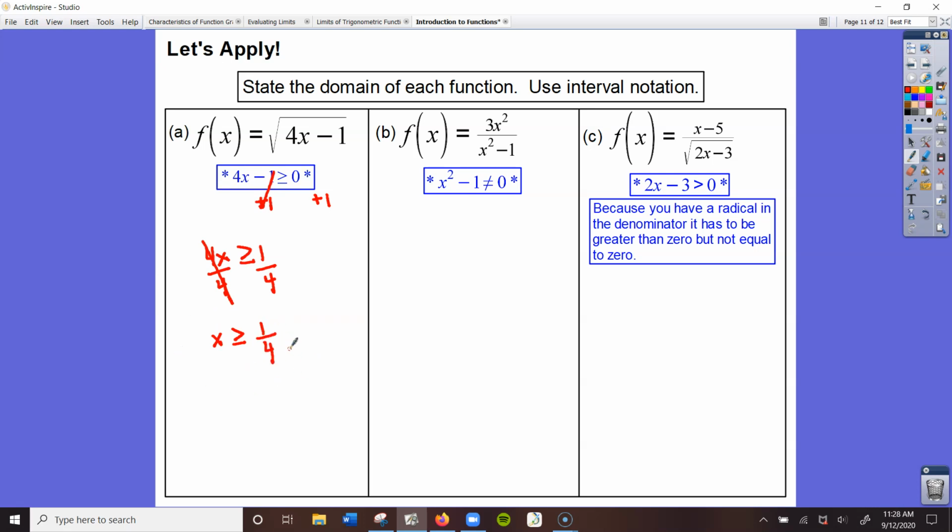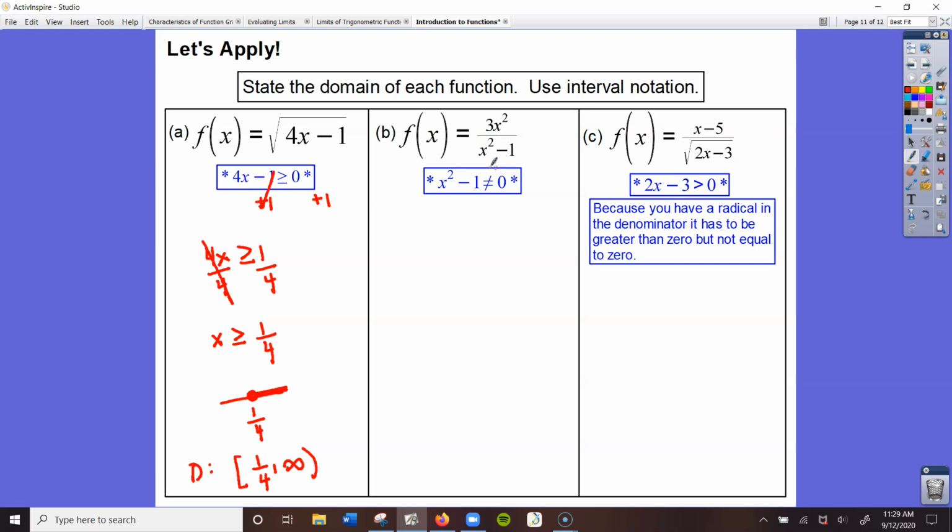This is my domain. And what I can do here is what we did before. We can put it on a number line with 1 over 4 as our number. It is an included value. x is greater than, so it's everything to the right. So my domain is going to be bracket 1 over 4 to infinity.